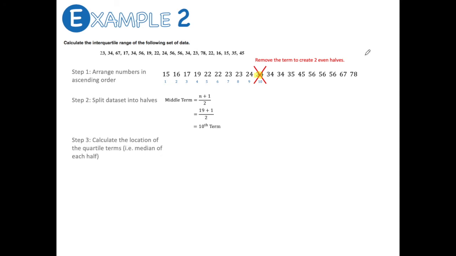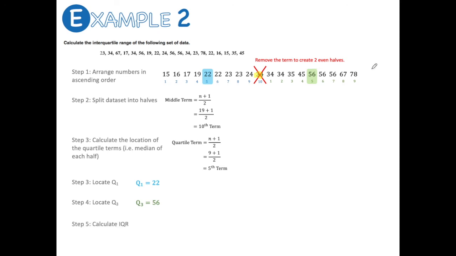So now I can calculate the quartile terms. So finding out where in the first half is going to be my quartile 1 value, using the formula of n plus 1 divided by 2. So I've got 9 numbers in each half. So 9 plus 1 divided by 2. So I'm going to look for my 5th term. Starting at the beginning, counting until I get to number 5, my quartile 1 value is going to be 22. Then again, starting at the beginning of my second half, and counting until I get to my 5th term again, my 5th term this time is 56. So my quartile 3 value is going to be 56.